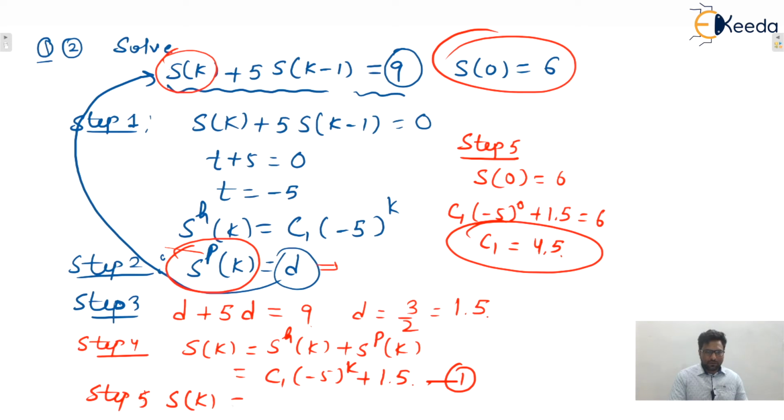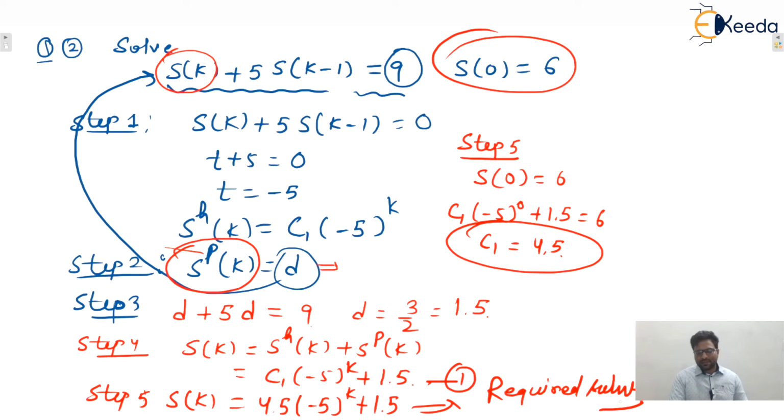So in the final step we get the final solution. s of k will be C1, which is 4.5, into minus 5 raised to power k, plus 1.5. That is your required solution. I hope this one is clear to everyone, isn't it?